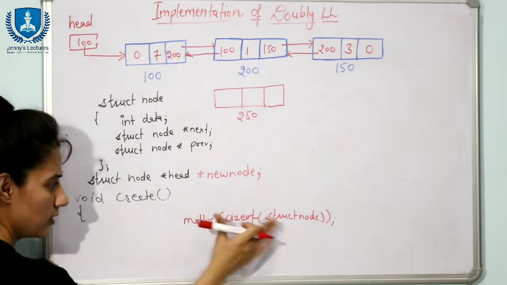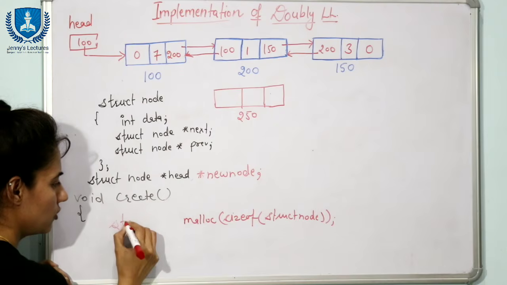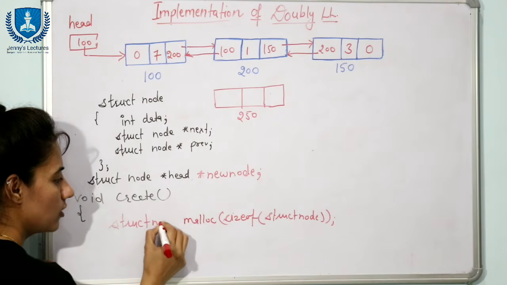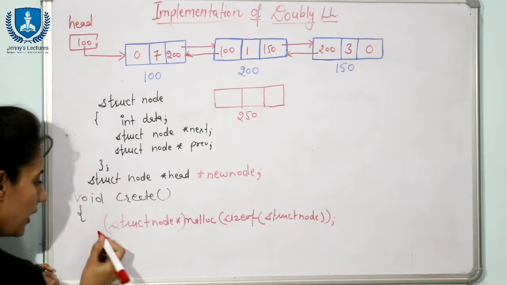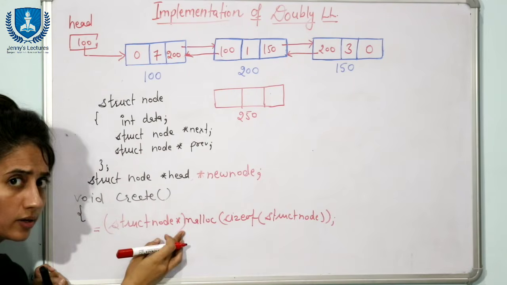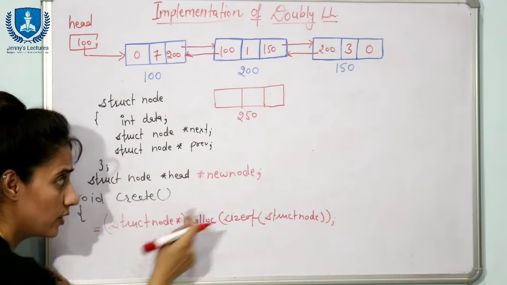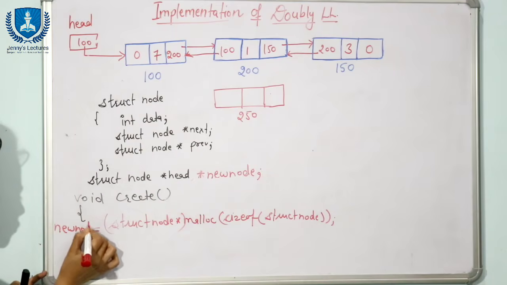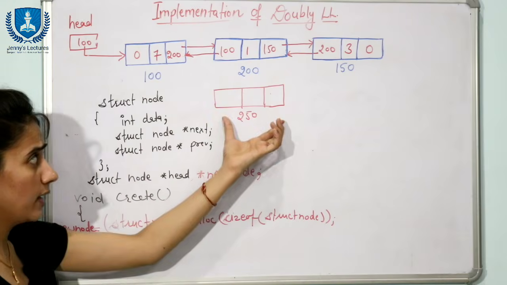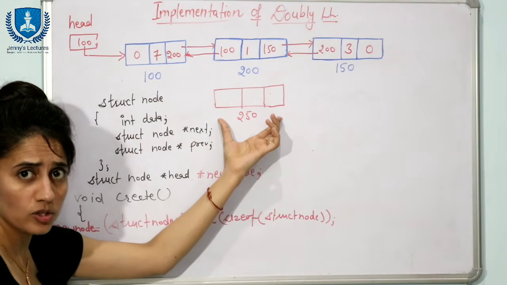So you have to typecast this. How to typecast this? You will write struct node asterisk, right? And whatever malloc returns, we are going to store that in new node. So here you will write new node. This is how the memory has been dynamically allocated to this new node.